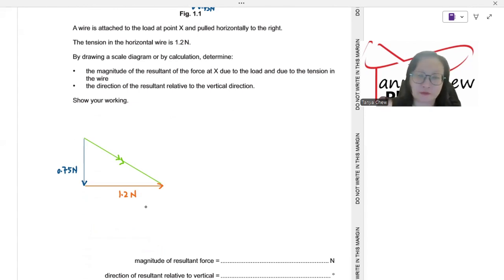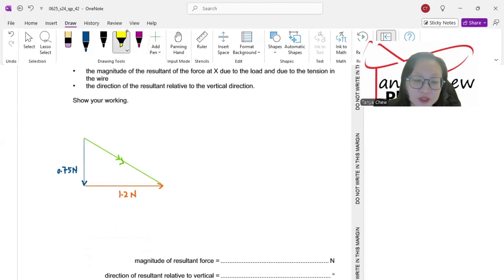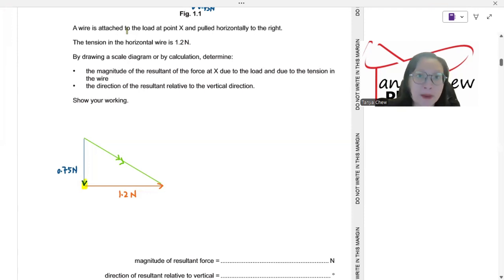I draw the weight of the load first, which is going downwards, which is 0.75 Newton. So what do I mean by the tip to tail rule? The tip, you just remember the arrow. Whenever you draw a vector, an arrow must be drawn because a vector represents direction. So the tip of the arrow must be joined with the tail of the second vector. So I join, and this is what we call the tip to tail rule.